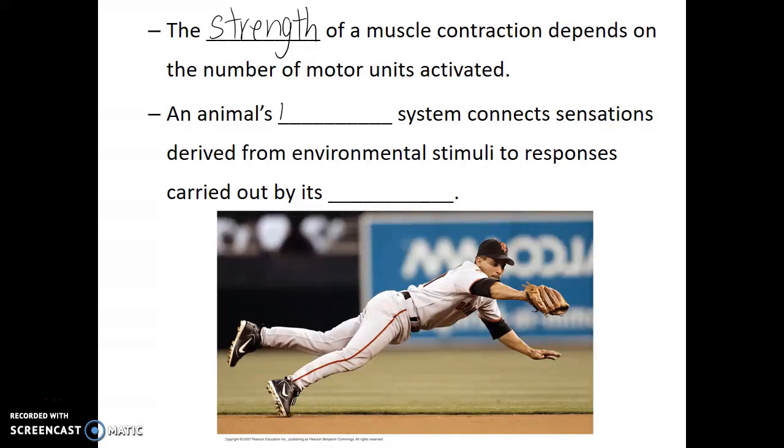An animal's nervous system connects sensations derived from environmental stimuli to responses carried out by its muscles. All of this is controlled by an animal's nervous system.